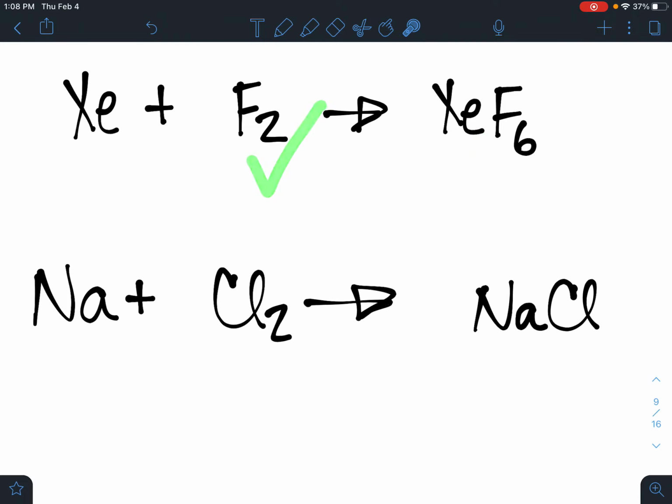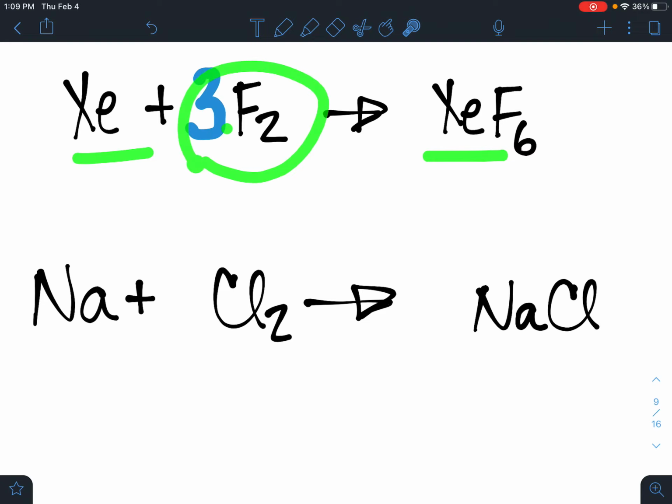On the left side of the equation, I don't think I wanted to put the check mark on this one yet. But on the left-hand side of the equation, there are 2 fluorines. On the right, there are 6. So you want to think to yourself, for this coefficient, what times 2 is equal to 6? And the answer is 3. And that balances the equation. So there's 1 xenon and 1 xenon. 3 times 2 equals 6 fluorines on the left, and because of this subscript, there are 6 fluorines on the right. So this is the balanced equation for that first one.